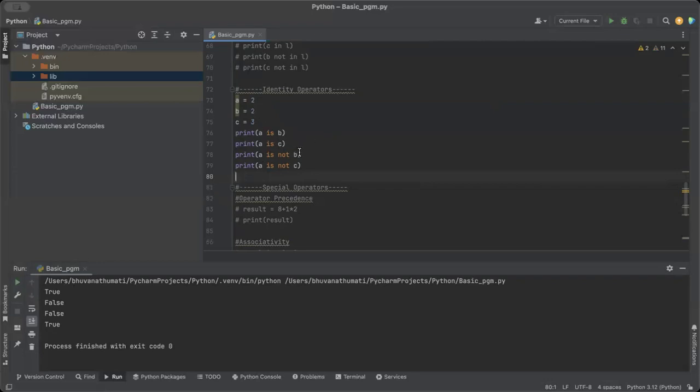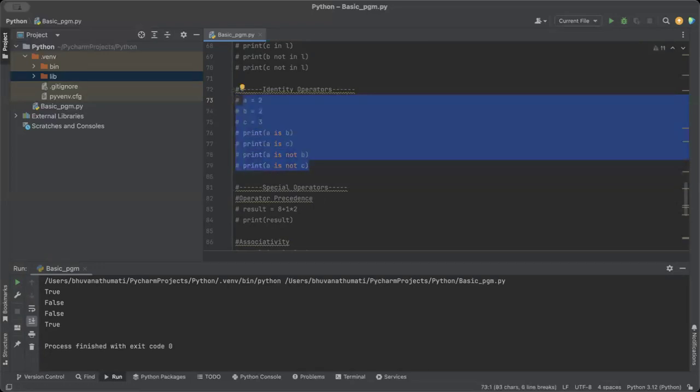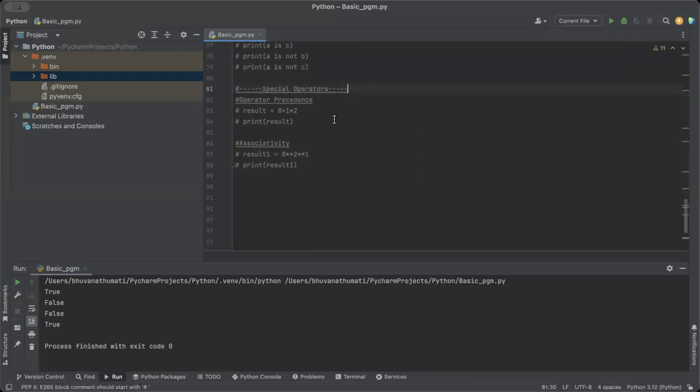So 2 is not 2. It is checking here, but that is false. So we are getting output as false. 2 is not 3. That is true. That's why we are getting output as true. So these are identity operators. Next, we have special operators.